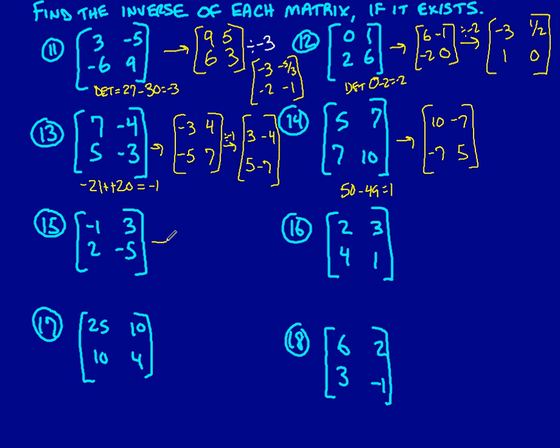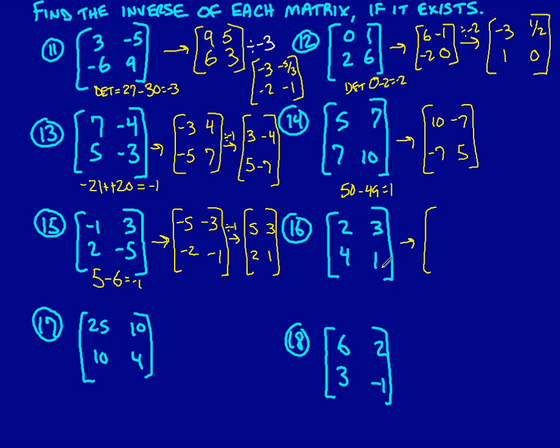Okay, in number 15, same idea. First, change the location of the main, the sign of the others, find the determinant. So I get 5 minus 6, positive 5 minus 6, so negative 1. So I need to divide by negative 1 for all those, which just makes all those numbers from negative to all being positive. And number 16, 2 times 1 is, wow, I get ahead of myself. Flip the 2 and the 1, because they're on the main diagonal. Change the sign of the other 2, because they're on the non-main diagonal.